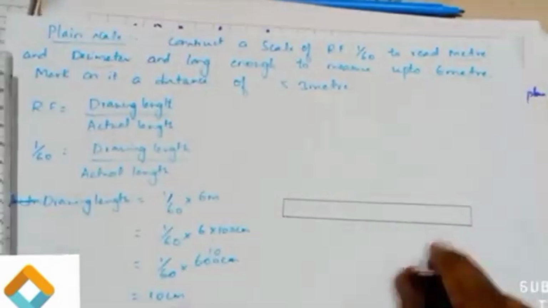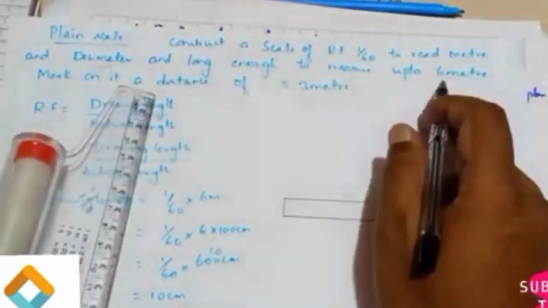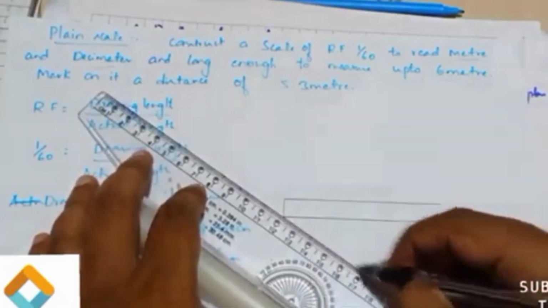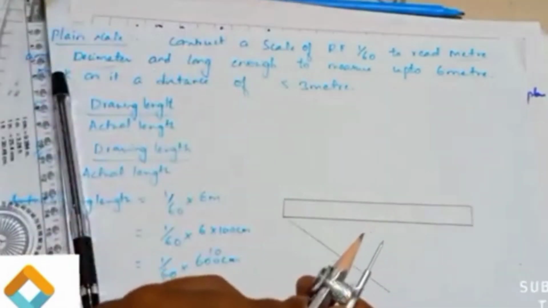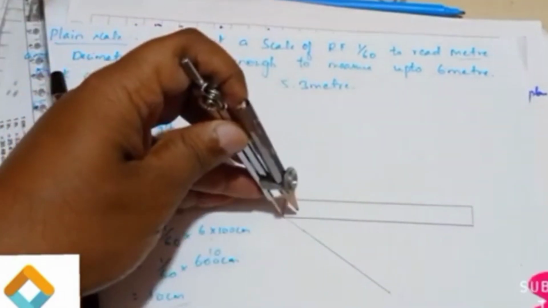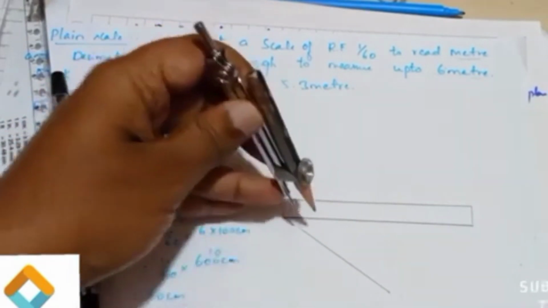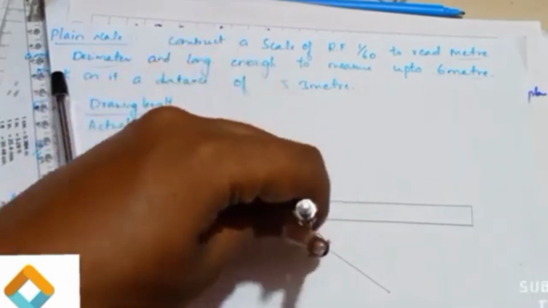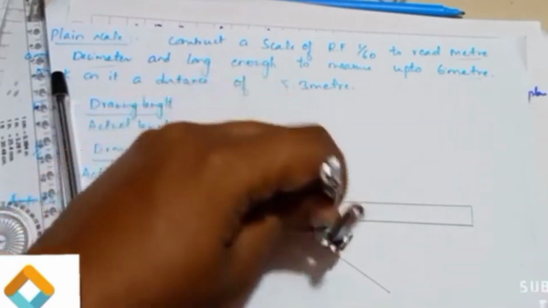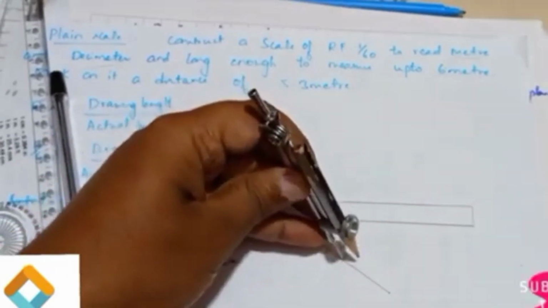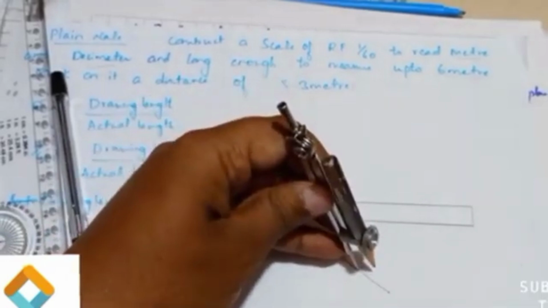Now we need to divide this scale into 6 equal parts, because the total length we have to measure is 6 meter. So I'll draw an angled line, at an angle less than 90 degrees, and by taking a compass I'll divide it into 6 parts, that is, I'll cut 6 arcs. Starting from this end, cut 6 arcs: 1, 2, 3, 4, 5, 6.